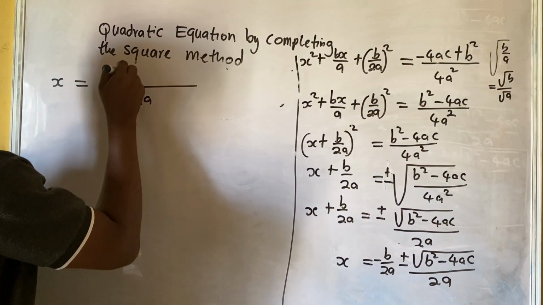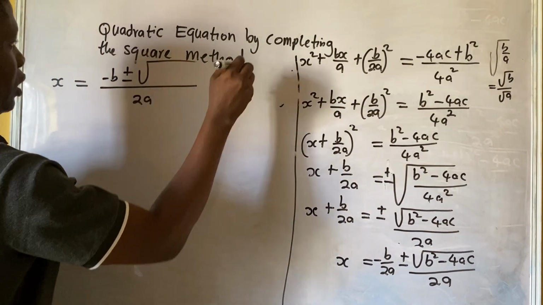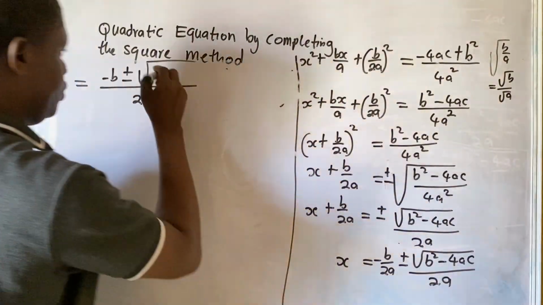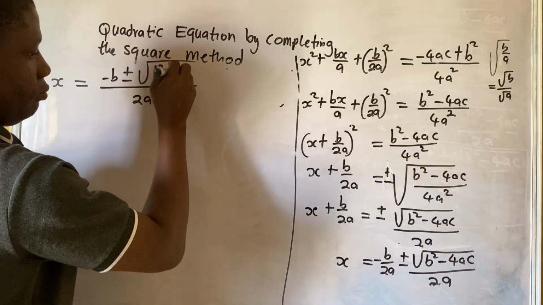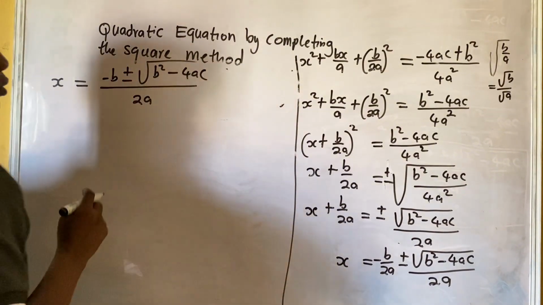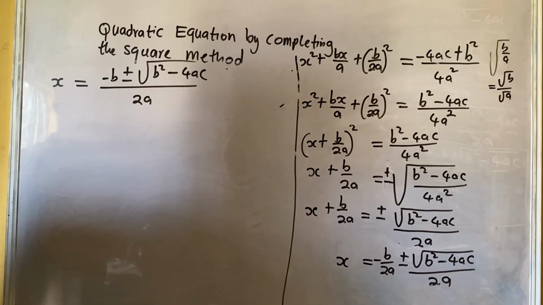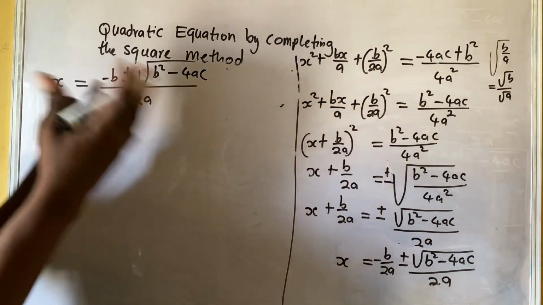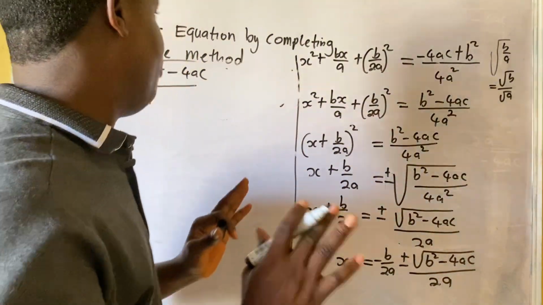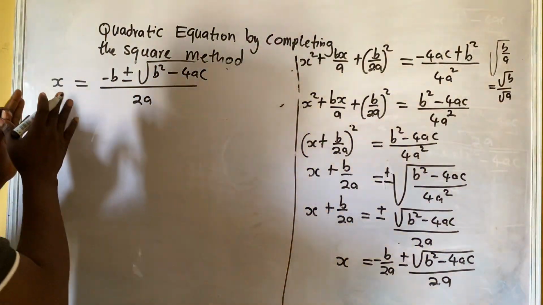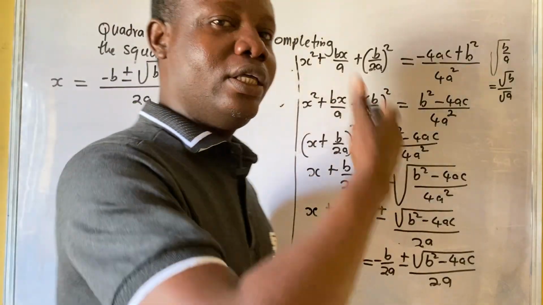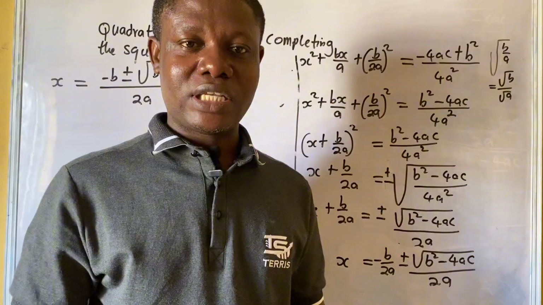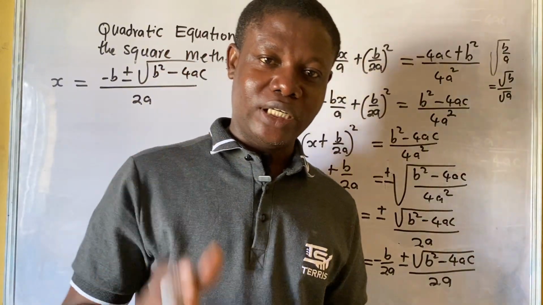Is minus b plus or minus the square root of, 2a divided by 2a is 1 times this, we're going to have b squared minus 4ac. So when you look at this, you find out that we have finally derived the formula method from the completing the square method. Why I have to do this is to show you the general steps you can use to solve problems that concern the completing the square method under quadratic equation.